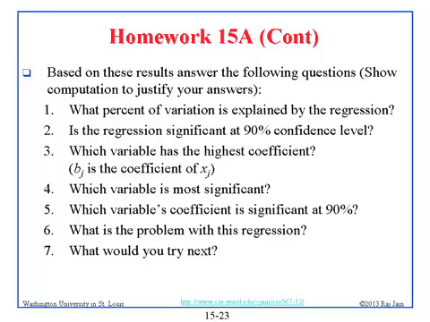Then what is the problem with this regression? You will find out that the F test and the confidence intervals are contradictory. And therefore, just write down slide 1523 in some place. And then what do you try next? So now you know that there is a problem of multicollinearity. So you have to do something.